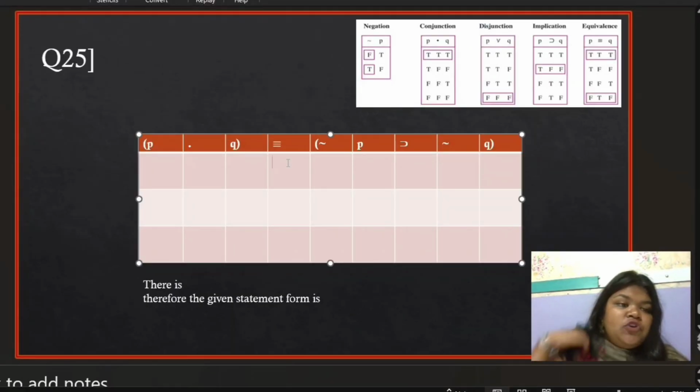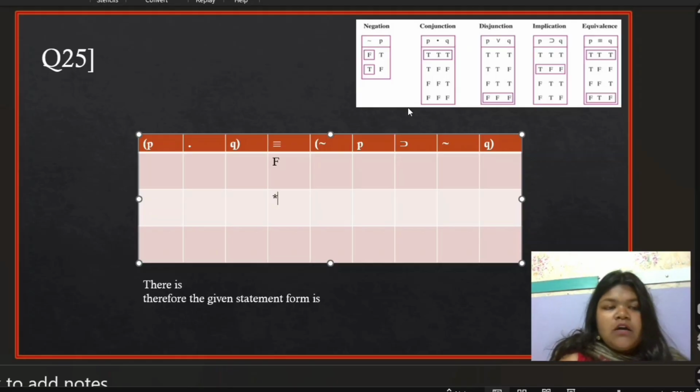Here you have your main connective as triple bar, false, with an exclamation mark. When do you have false? When you have your antecedent as true and your consequent as false. This is my first step. This is also my first step.